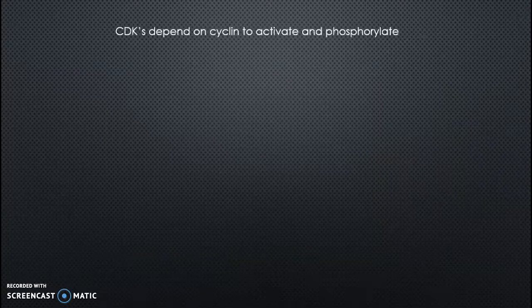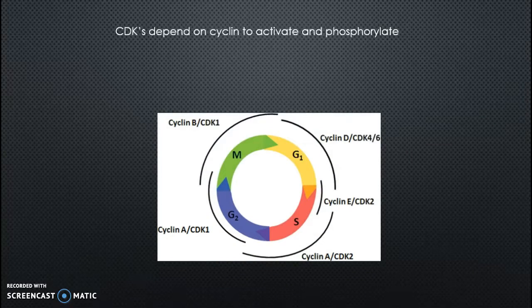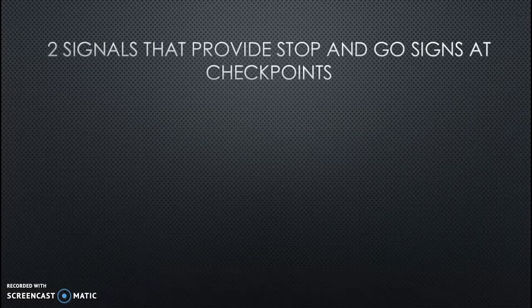So CDKs are cyclin-dependent kinases, which depend on cyclin, and as you can see in the diagram, they bind together, and this bind is mostly important through the checkpoints because of the phosphorylating of materials, and it aids in the process of having cells go through the process. Two signals that provide stop and go signs at checkpoints are both internal and external.